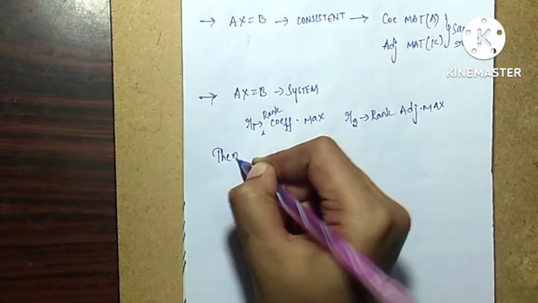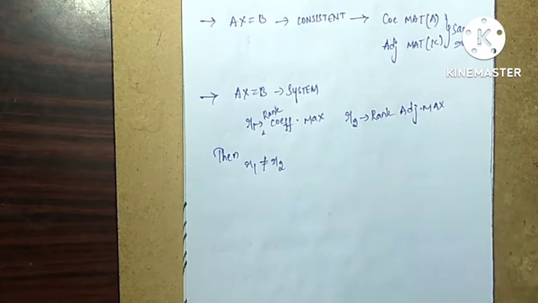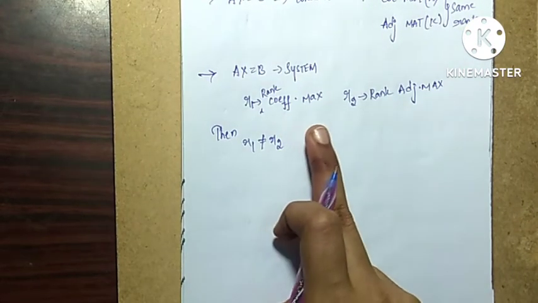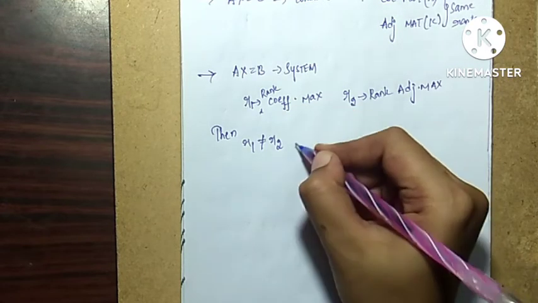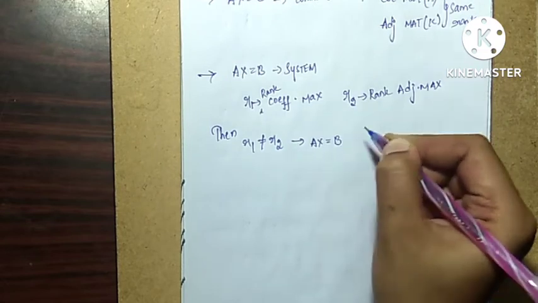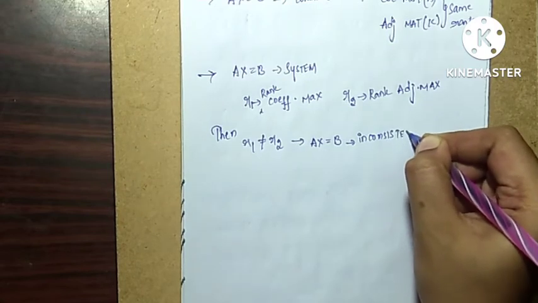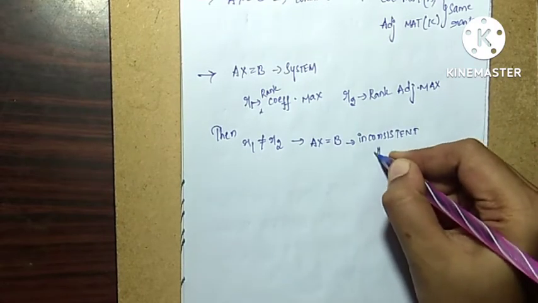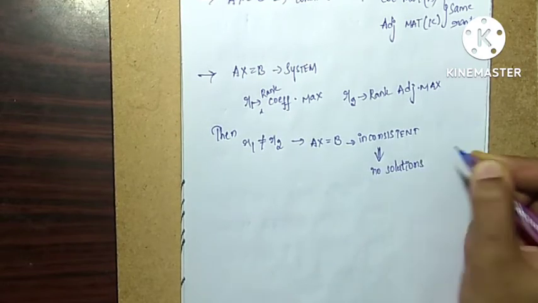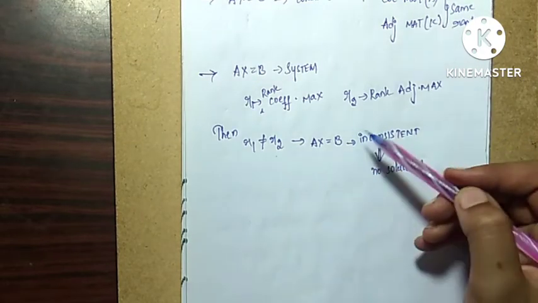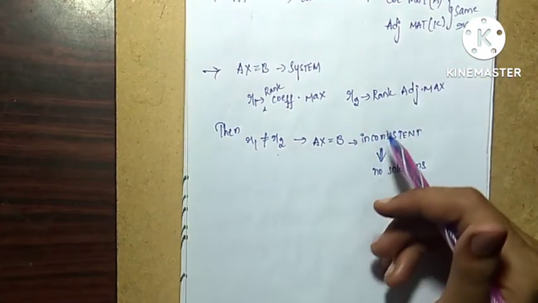Then if R1 is not equal to R2, that is, the rank of the coefficient matrix is not equal to the rank of the augmented matrix, then AX equals B is inconsistent and has no solutions.